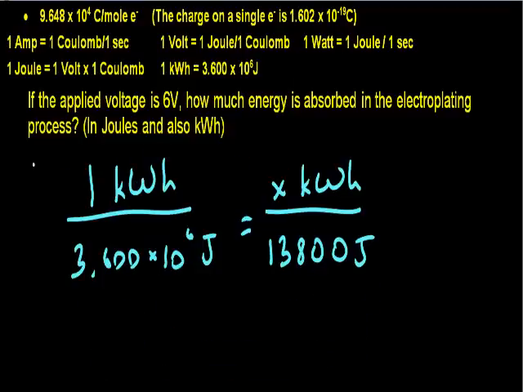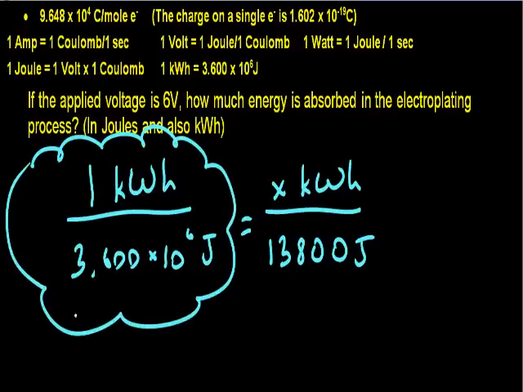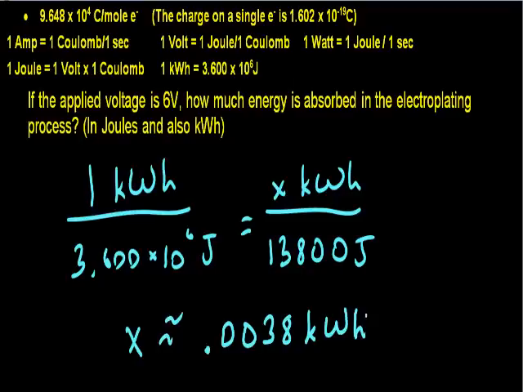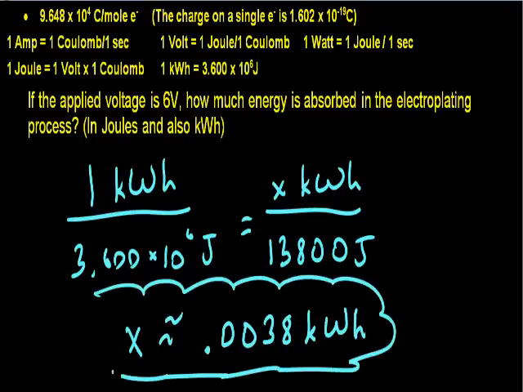The last part of the problem, we use a conversion. 1 kilowatt hour of energy is the same thing as 3.6 times 10 to the 6 joules of energy. So we'll get X kilowatt hours for the 13,800 joules we've utilized in this problem. Solving for X, we find that this process consumed 0.0038 kilowatt hours of energy, depositing our 0.80 grams of zinc.